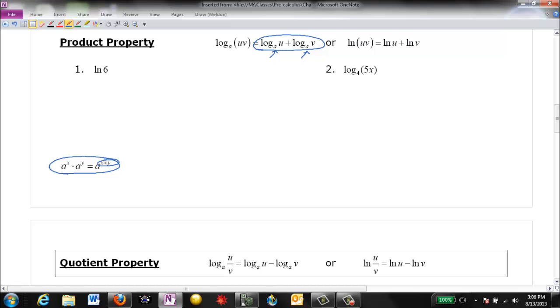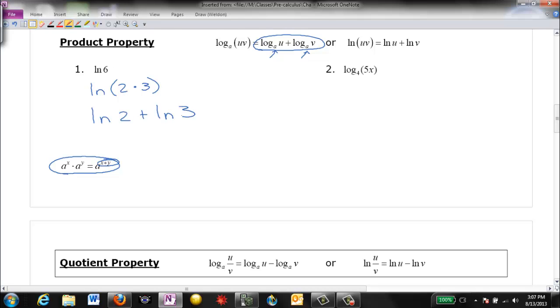So let's take a look here at example number one. For instance, I can take the natural log of 6 and I can rewrite that as the natural log of 2 times 3, because 2 times 3 is 6. So there we go. We have a product of two numbers inside of a log, and I can split that up. So I can rewrite this as the natural log of 2 plus the natural log of 3.